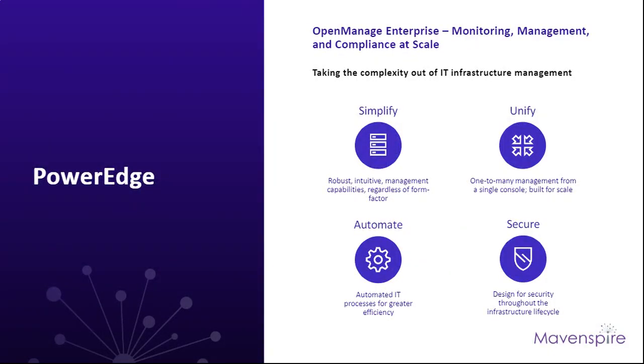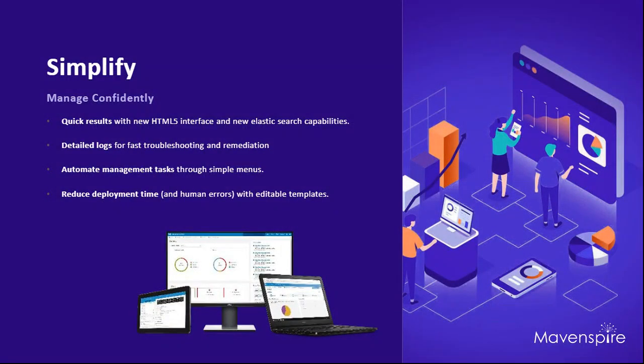So with PowerEdge, OpenManage Enterprise, the entire goal is four things: to simplify, unify, automate, and secure the entire life cycle of that server and how that server plays into your environment. And when we simplify the network, it really comes down to quick results, detailed logs so that you can quickly troubleshoot and remediate the issue, and potentially automate the tasks that routinely occur through simple menu-driven actions.